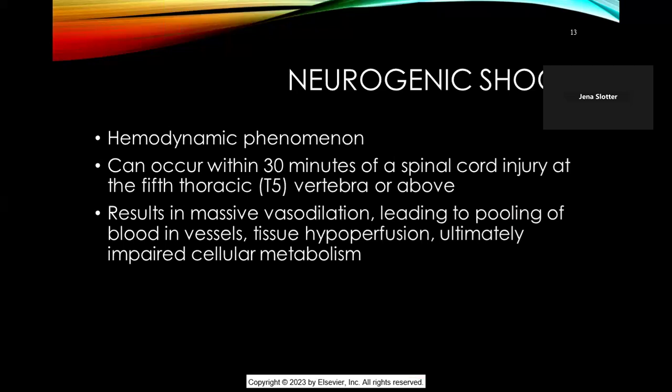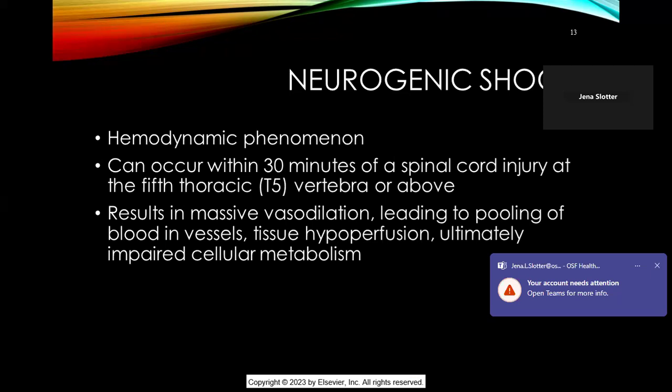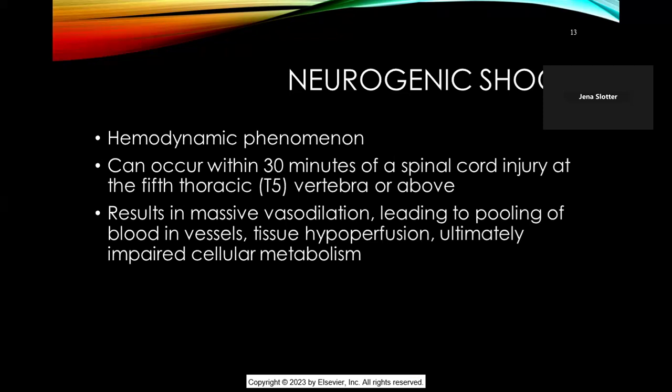Okay, let's see if we can get through neurogenic shock here before I completely lose my voice. So, neurogenic shock, they call it a hemodynamic phenomenon. And basically, we're talking about the spinal cord. It can occur within 30 minutes of a spinal cord injury at T5 or above.